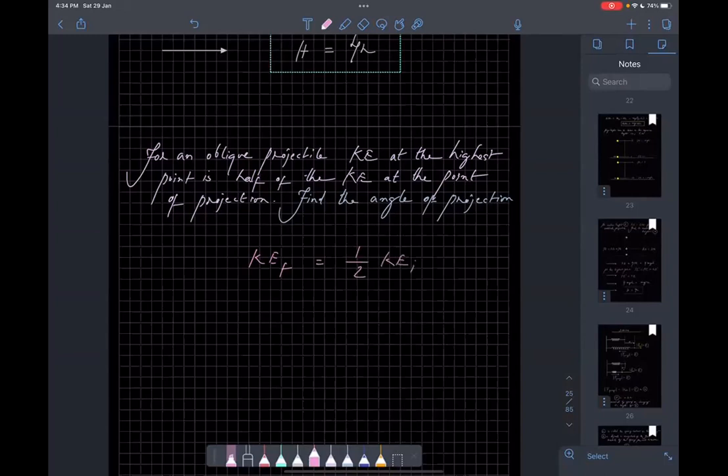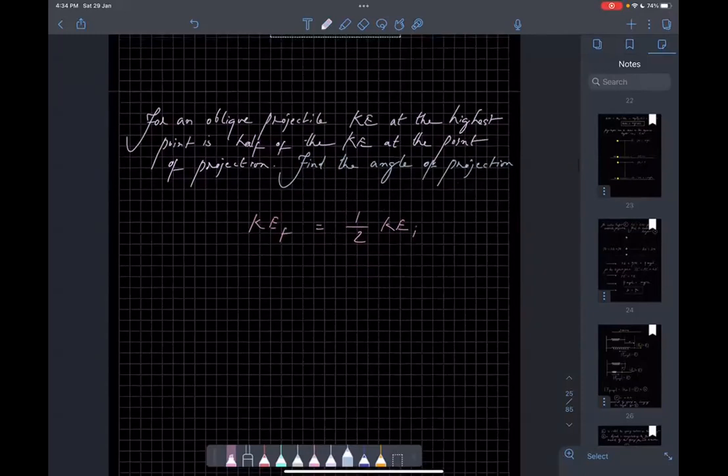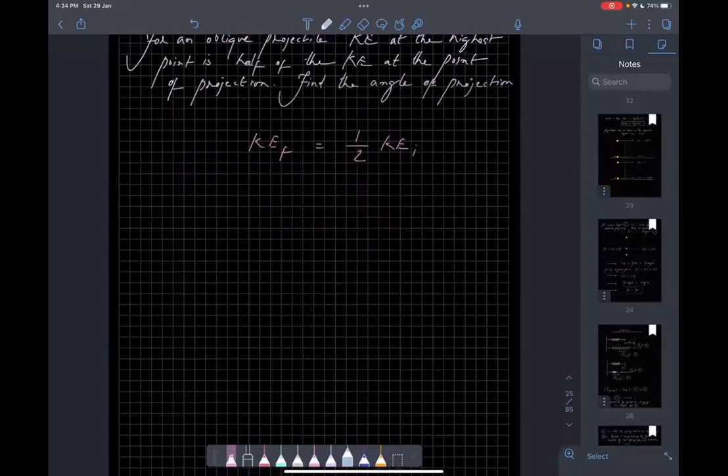What is the velocity of the projectile at the highest point? This is not a vertical projectile, that's why he's asking the angle. The answer is 45. How? At the highest point, the velocity will be u cos theta, right?